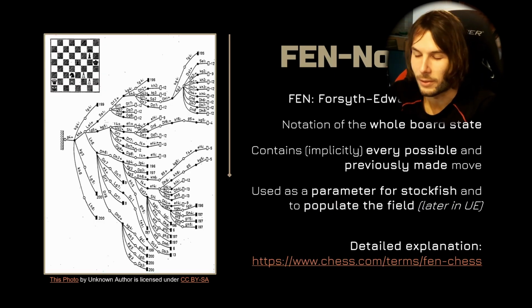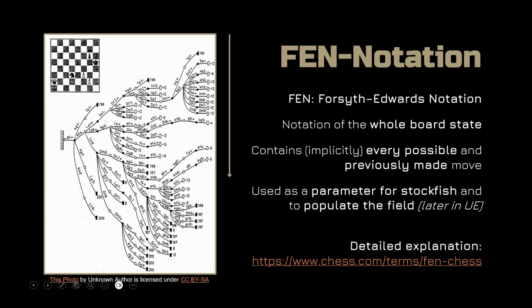Let's head to the FEN notation. The FEN notation, and I will just move my camera out of the way for now, is the so-called Forsyth-Edwards notation. And it's a notation of the whole board state. What you can see on the left side is how it looks if you note any of the moves possible from this position and every previous move. You can see it gets quite large, and that's exactly why we want to have a notation that contains the whole board state. And thus, it contains implicitly every possible and previously made move as well.